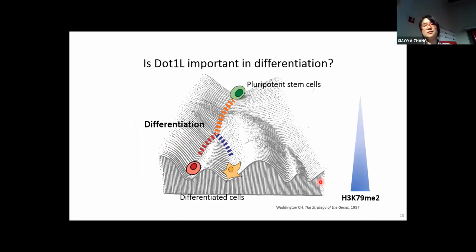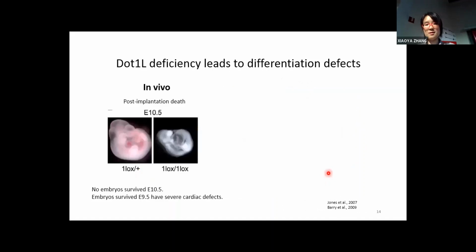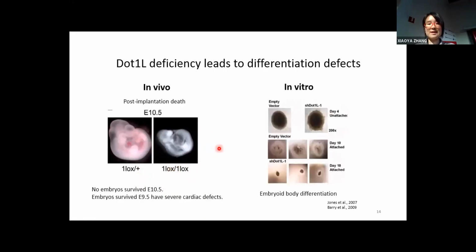So next we ask, is DOT1L important in cell differentiation? If you knock out DOT1L in mouse embryos, they will die before birth. They can't survive past embryonic day 10.5, and those who survive to 9.5 will have severe cardiac defects. Like seen in the mouse, it's pale and no blood vessels formed. Also in an in vitro differentiation assay, this paper used embryoid body differentiation, which is undirected, and the stem cells tend to differentiate into all three germ layers. In this assay, you can see that with the knockdown of DOT1L, the embryoid body differentiation is compromised.